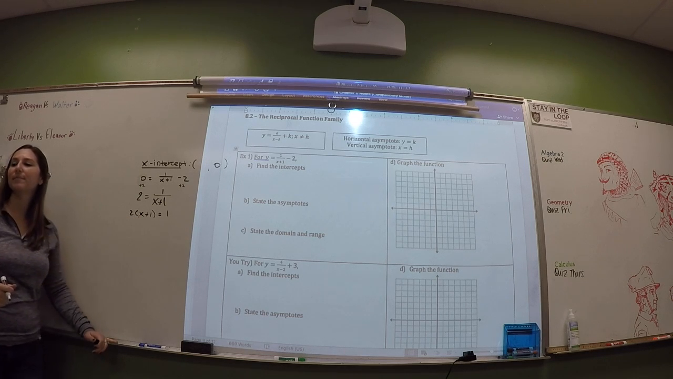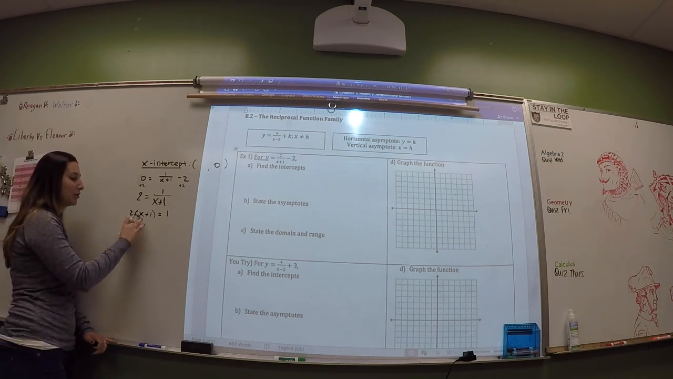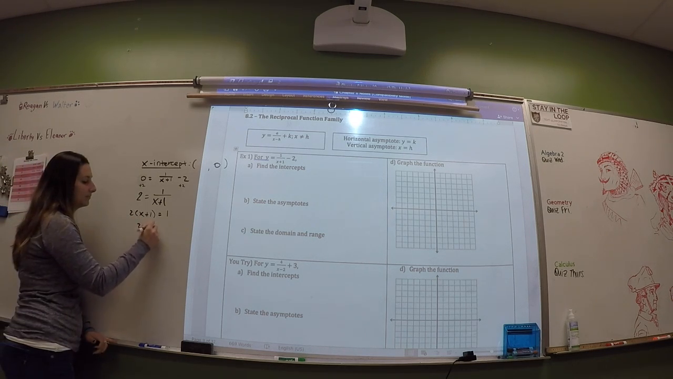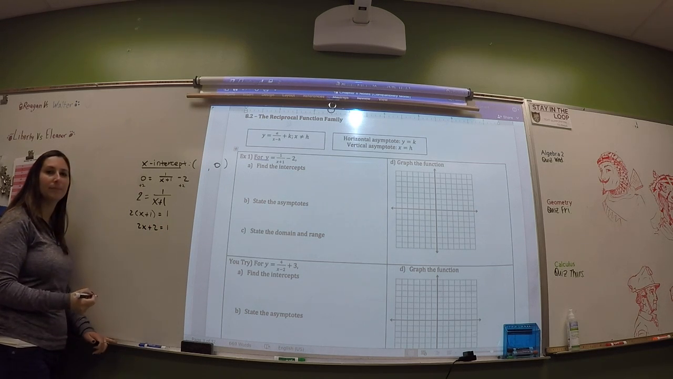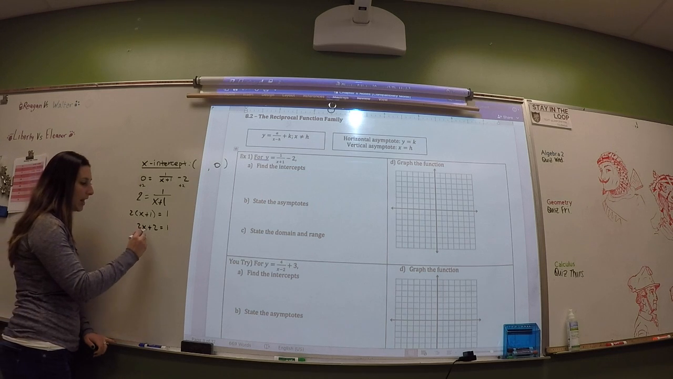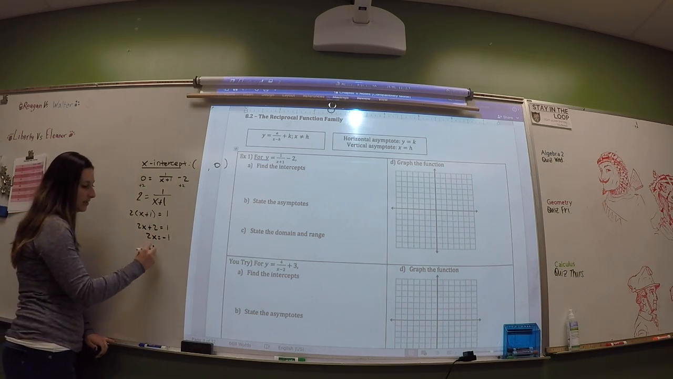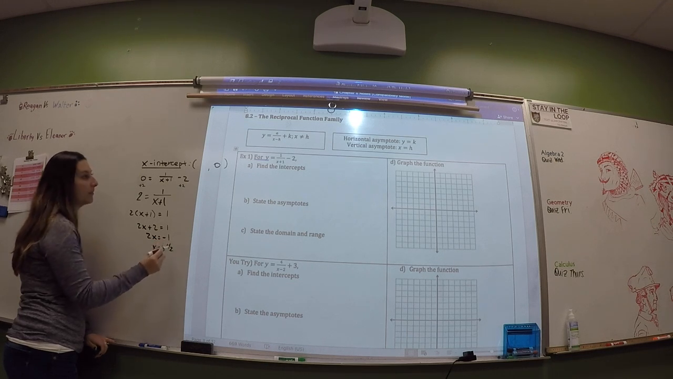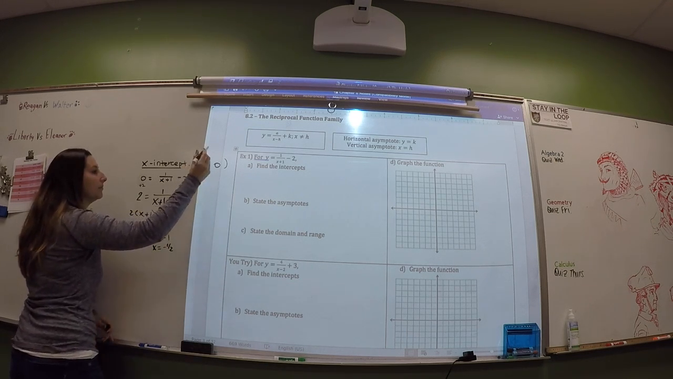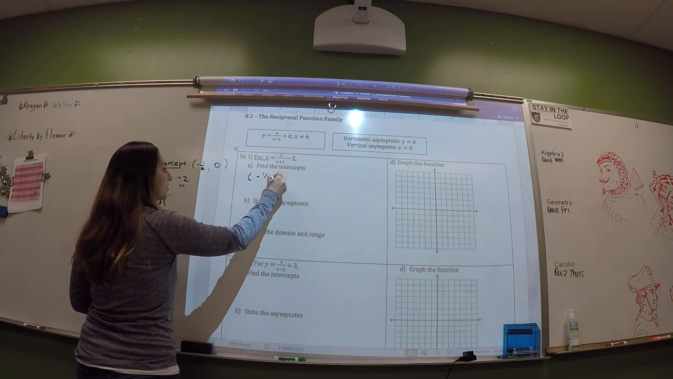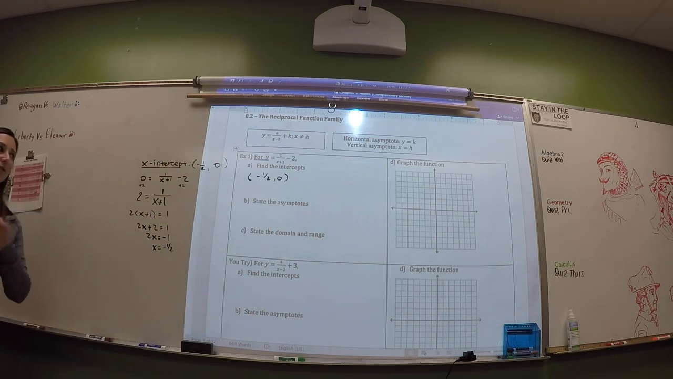And then I'm going to distribute the 2. So I get 2x plus 2 equals 1. Subtract 2, so 2x equals negative 1. And then x is negative 1/2. So you have an x-intercept at negative 1/2, comma 0.